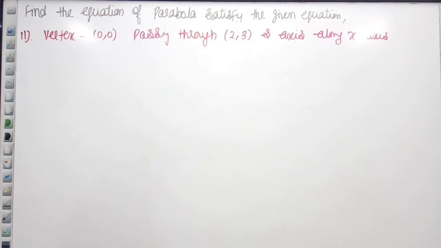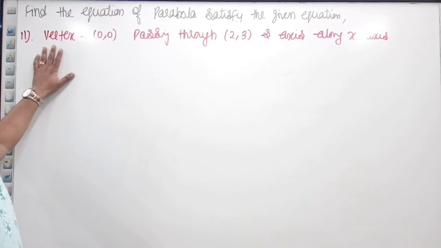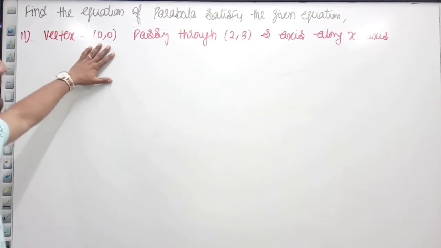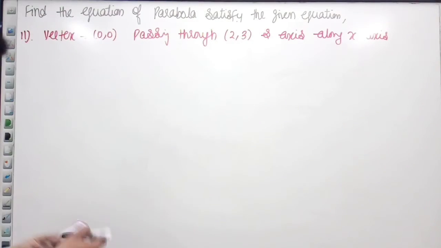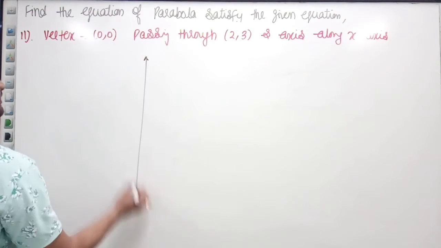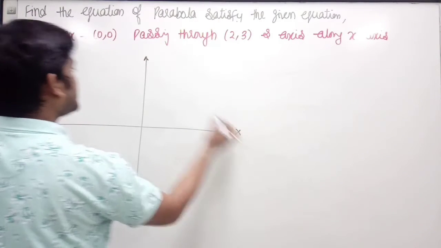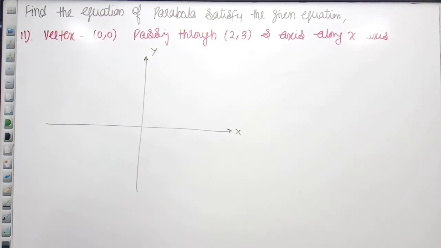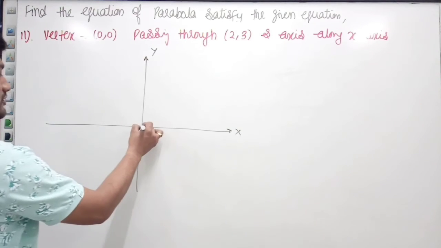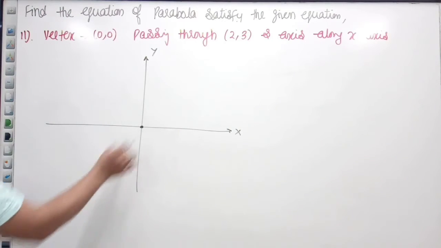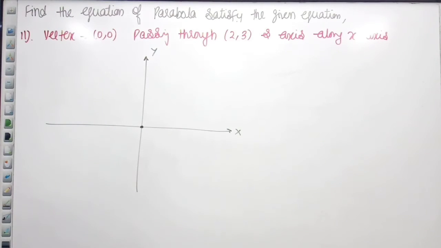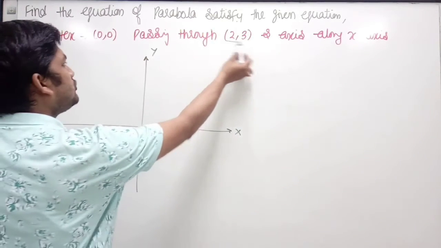Now in question number 11, the information given to you is that the parabola has vertex 0, 0, passes through 2, 3 and has its axis along the x-axis. So first I will draw the x-axis and y-axis. Now the vertex is 0, 0 and the axis is along the x-axis, meaning the parabola is on the right hand side or on the left hand side. Now you see that it is passing through 2, 3.